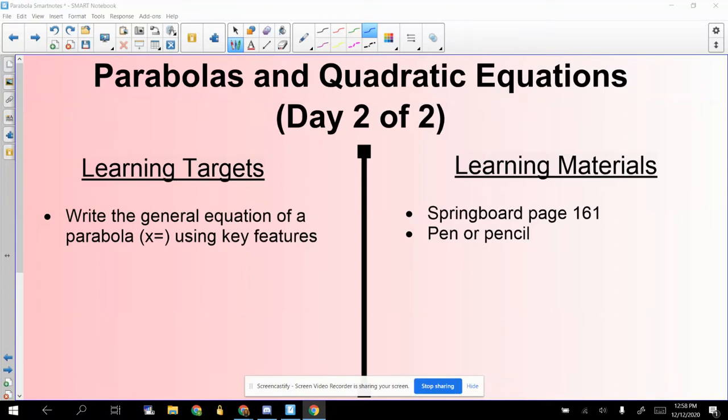Hey guys, welcome back to day 2 of Parabolas and Quadratic Equations. We are again going to be on page 161 of your Springboard book, and you'll definitely want a pen or a pencil. Today we're going to be focusing on writing the general equation of a parabola in x equals form using key features. So this is going to be when the parabola is open left or right.